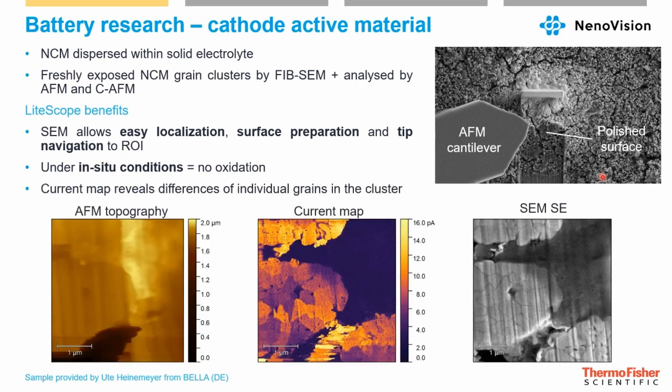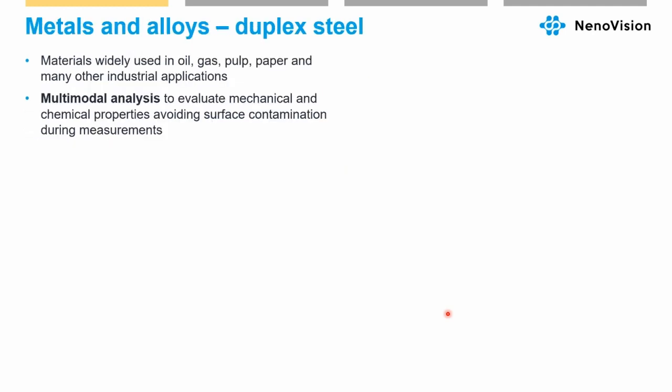You can simply perform the measurements, and within one measurement, you can measure topography to see the level of the polished surface after the FIB milling. You can nicely visualize the current map, so local conductivity on the different grains and how they are connected. And also, you can always check the SEM image to visualize where you are located.